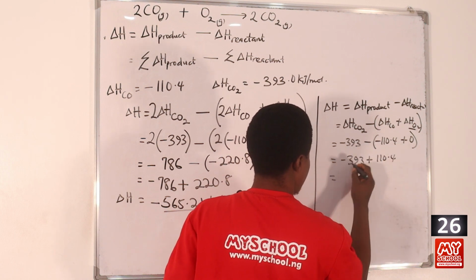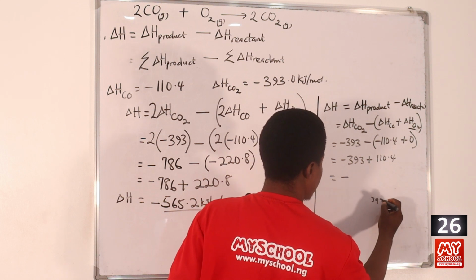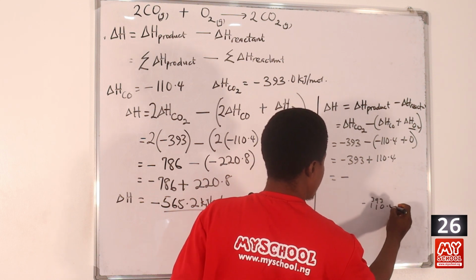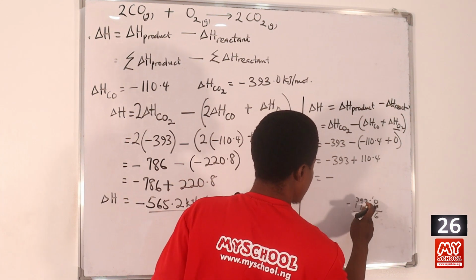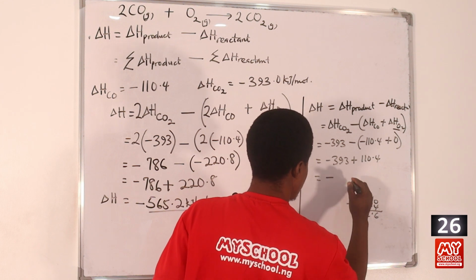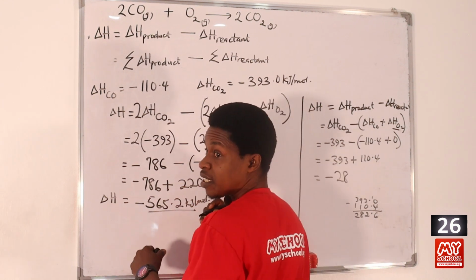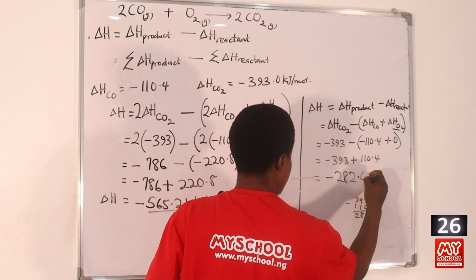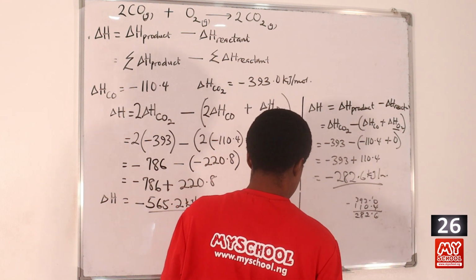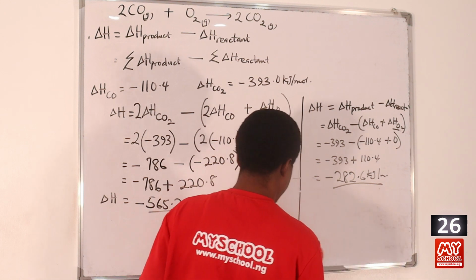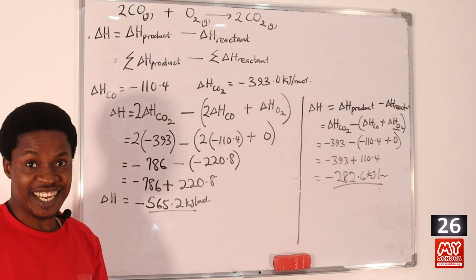So by the time you subtract that, you'll be having negative 393 minus 110.4. That will be 10 minus 4 is 6. Then we have 2 left here. Then 9 minus 1, that's 8. 3 minus 1. So we have 282.6, yes, 282.6 kilojoules per mole. So this, of course, is one of the options that we have there. So we must choose an answer.